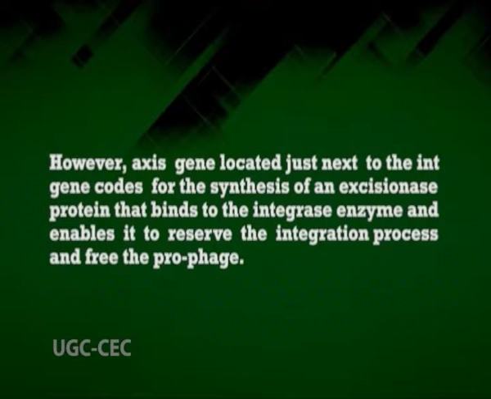However, the axis gene that is located just next to the int gene codes for the synthesis of an axisynase protein that binds to the integrase enzyme, and it enables it to reverse the integration process and free the prophage. In this condition, the synthesis of another protein called the CRO protein by the CRO gene is initiated. This CRO protein switches the process of synthesis of viral components, and the lytic cycle then proceeds normally.